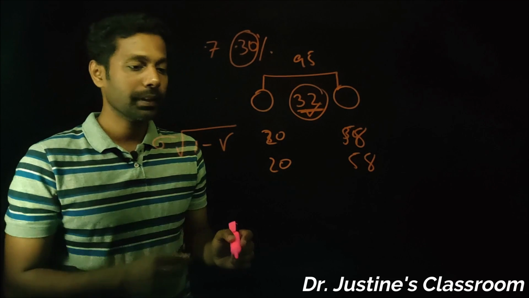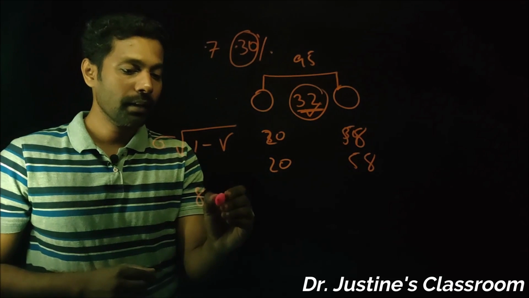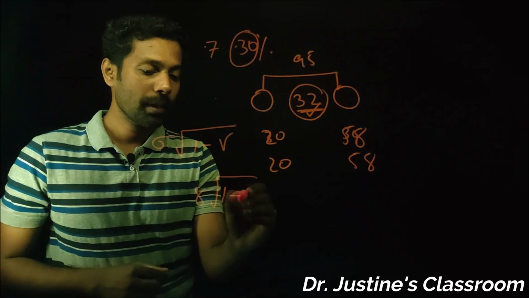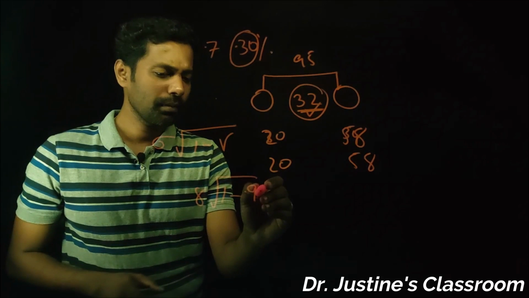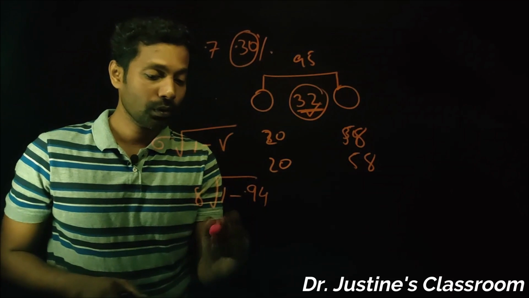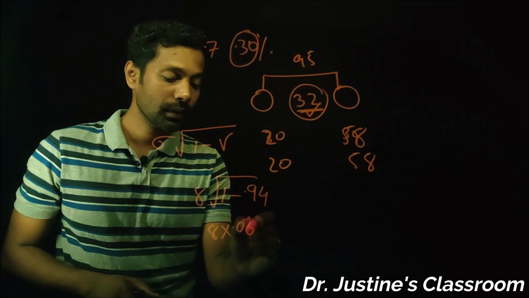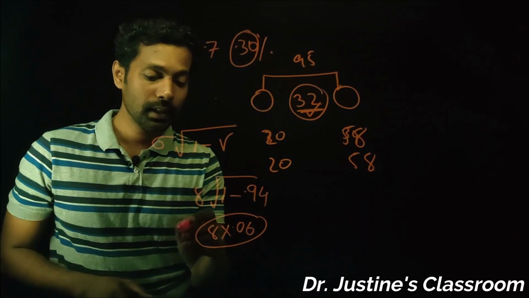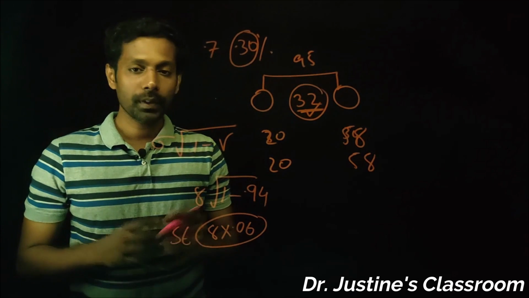We have all these values here. We have a standard deviation of 8 and the root of 1 minus 0.94. So the score is 8 multiplied by the root of 0.06. This is our standard error of measurement. Now what's the confidence interval?